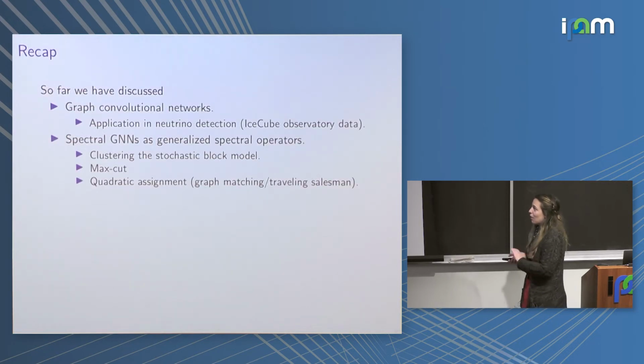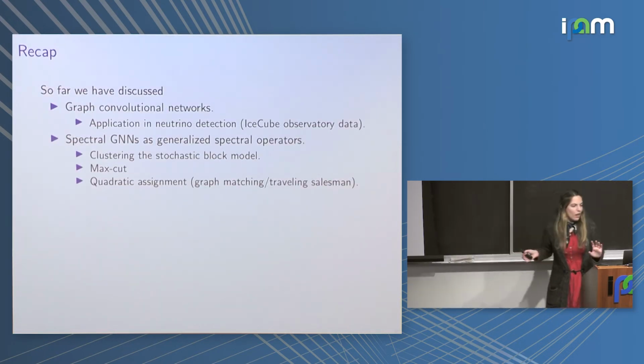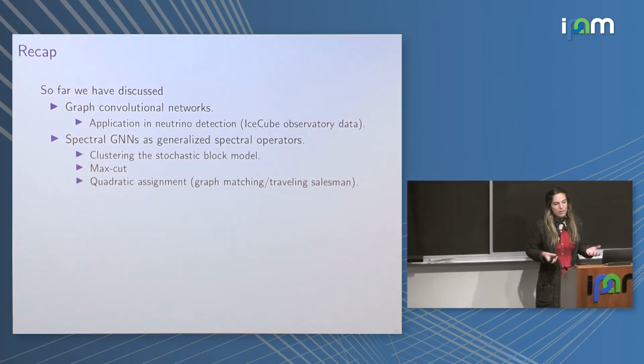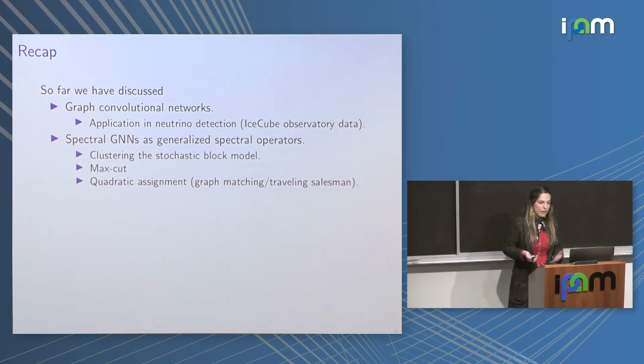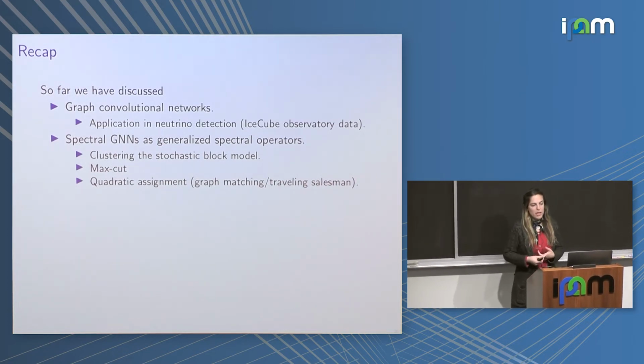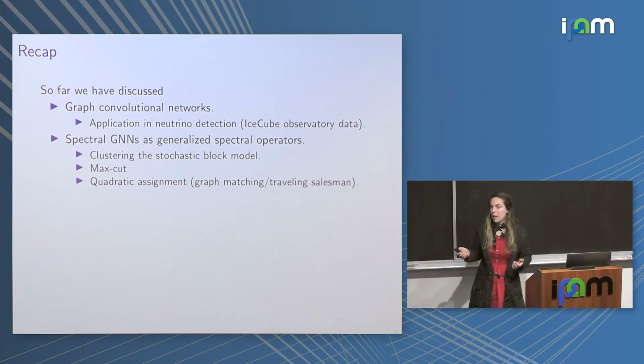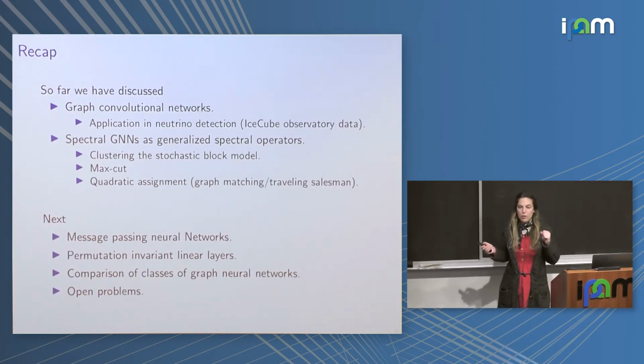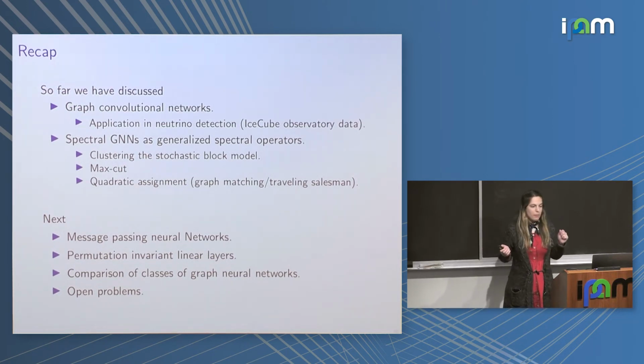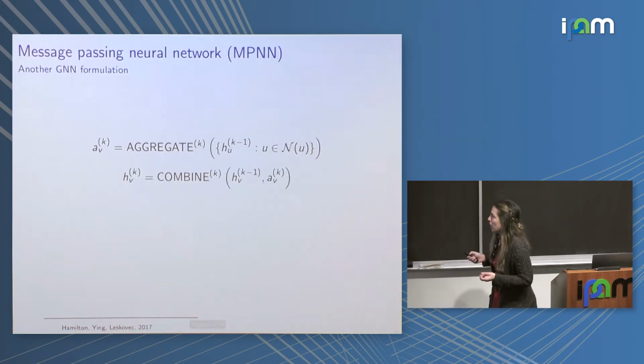So far we discussed some graph neural network models and examples. Basically, the spectral GNN, and we applied it to clustering in the stochastic block model, the max cut problem, and quadratic assignment. So the next thing that I'm going to do is talk about message passing neural networks and linear invariant layers neural networks, and how you compare these classes of graph neural networks on some open problems.